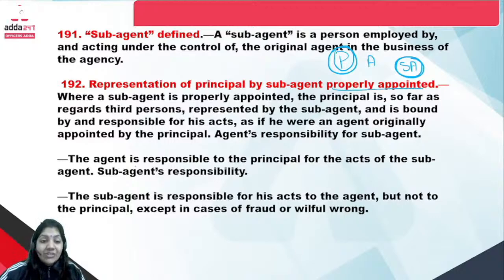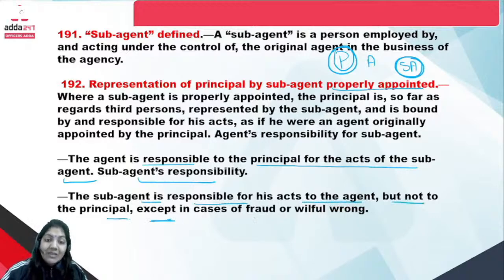See, the agent is responsible to the principal for the act of the sub-agent. This is very important. It means sub-agent's responsibility. So the agent is responsible to the principal for the act of the sub-agent because the sub-agent is properly appointed. And see, the sub-agent is responsible for his act to the agent but not to the principal except in the case of fraud and willful wrong. Please see this section 192, very, very important.